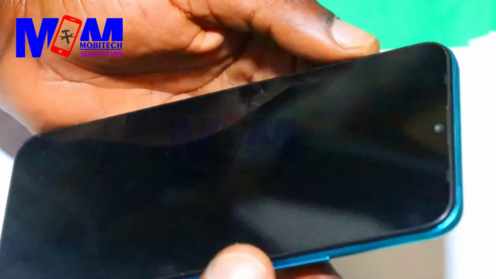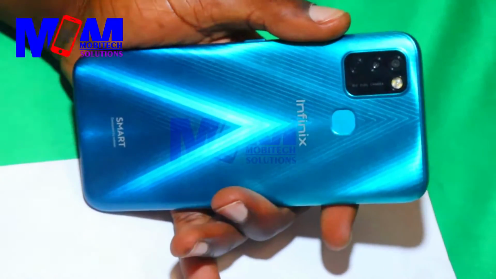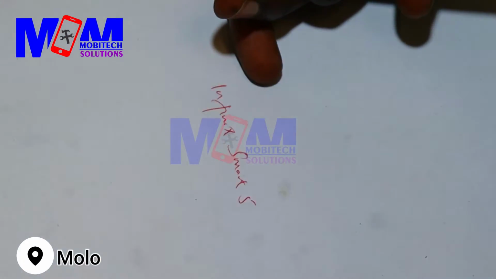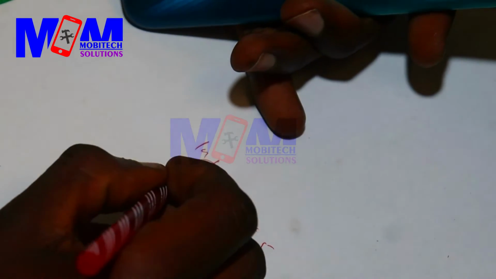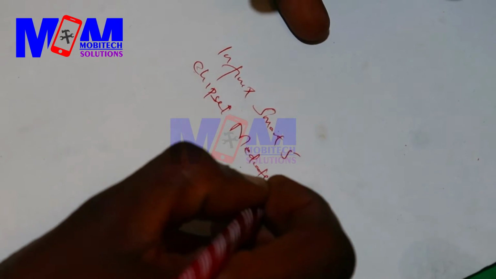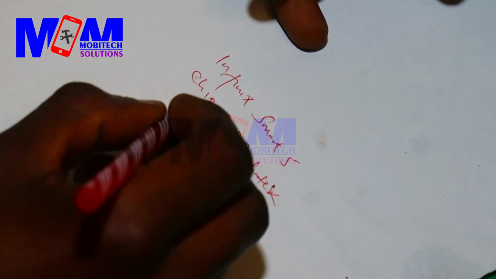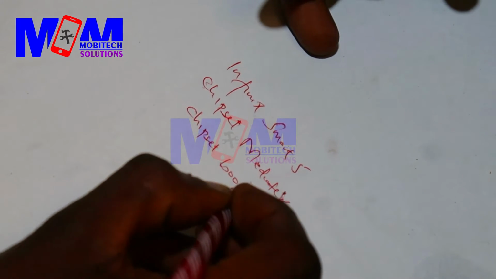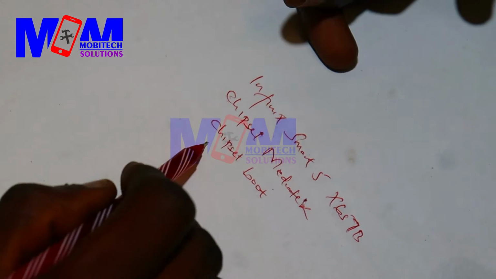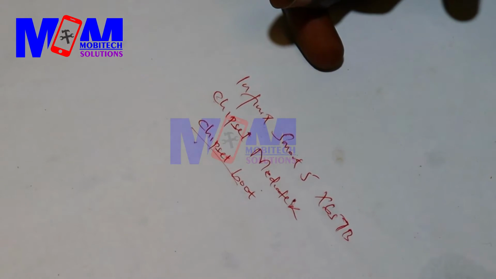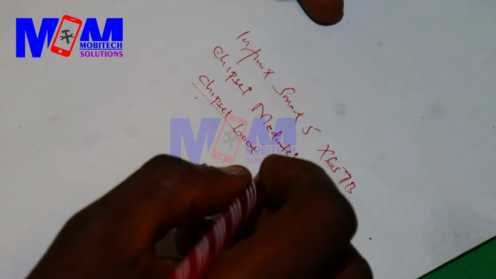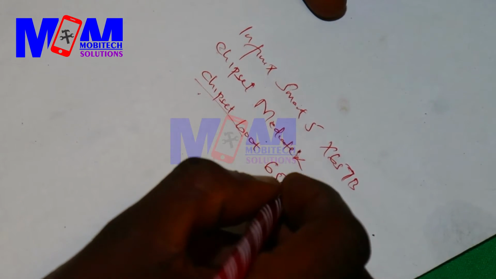Now this phone, we have said it is the Infinix Smart 5 with a MediaTek chipset. Its chipset boot is this X657B. When you read it via Miracle Box or other readers, dongles or boxes, its chipset boot is 6580.